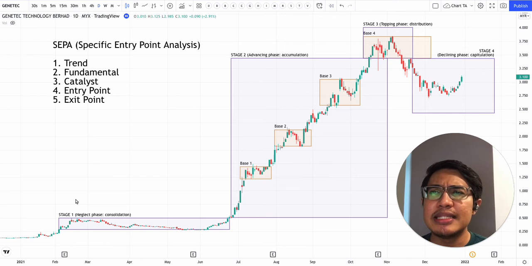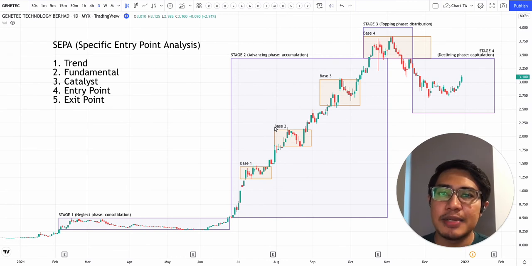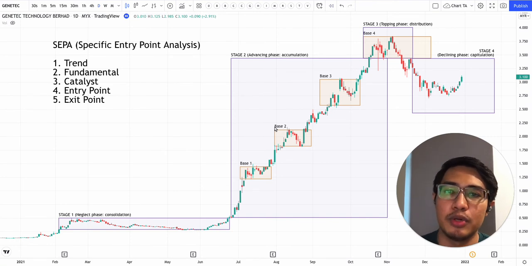So these stages, right, is basically how we should try to determine where the market is, right? So whenever we open a chart, we should try to understand what stage of the trend it is at the moment, right? So this is basically the basic and most important thing for us to use the SEPA approach, right?